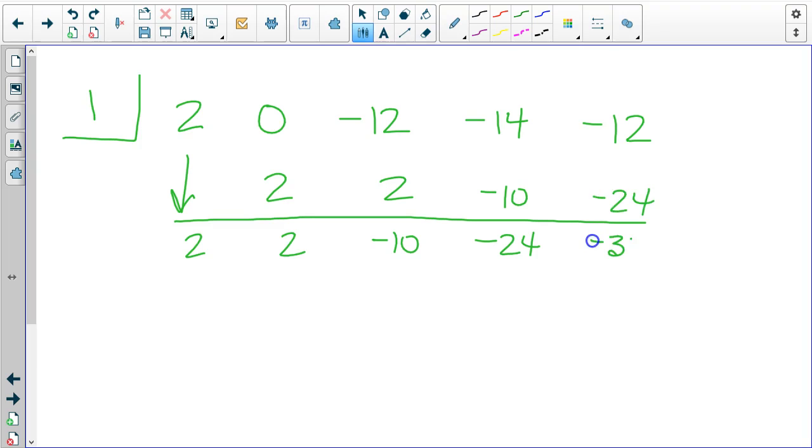Ah, boo. It didn't work. Oh well, let's try something else. You still use that top row, 2, 0, -12, -14, -12. You don't get to change what you're using until you find another one.